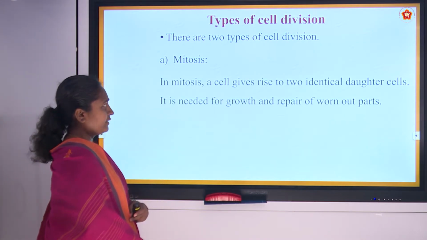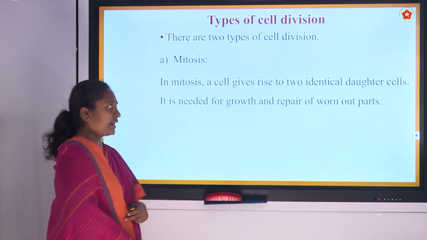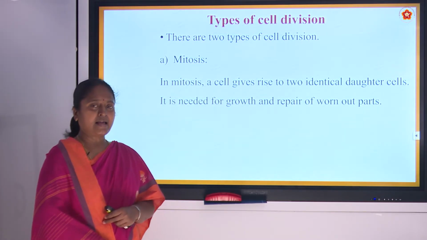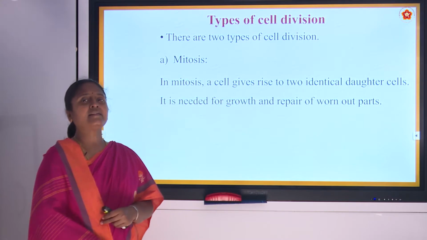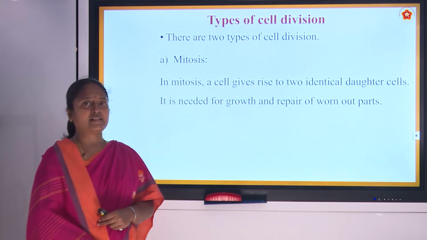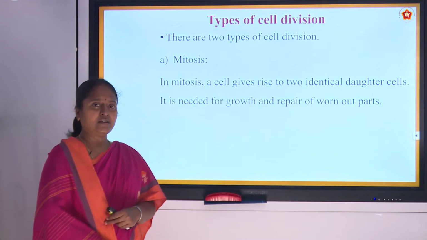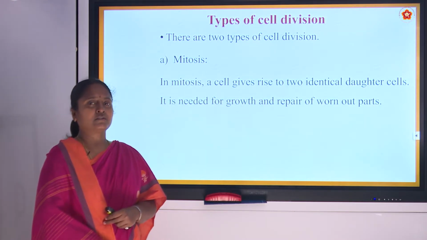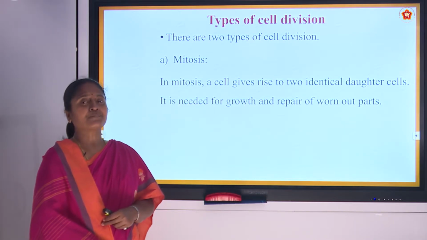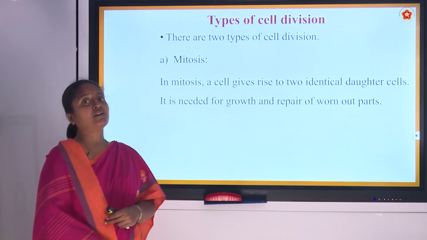What is mitosis? The cell gives rise to two identical daughter cells. One cell has to divide and the exact replica we are able to see is known as daughter cells. In nature, this pertains to the growth and also the reproduction in the environment. So it is known as daughter cells.